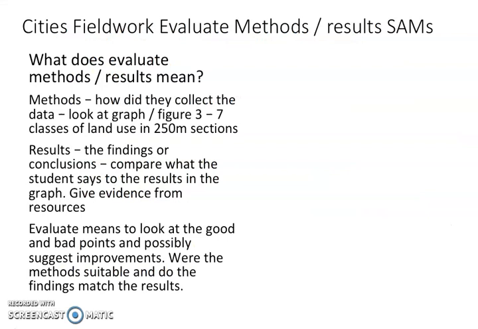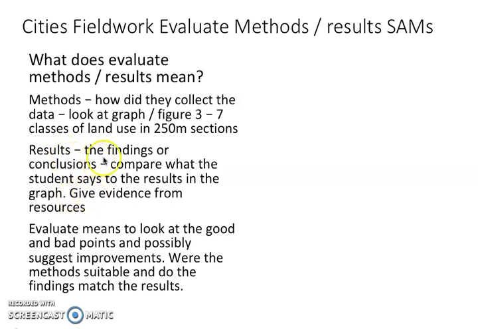So when we evaluate, we need to look at the good and bad points, possibly the improvements of the things that they did. The methods looked at how they collected the data. So look at the graph, look at the information on there, and it says that they categorized or put them into 7 different classes of land use in 250 meter sections. They chose 6 different roads out of Shrewsbury to collect this information on.